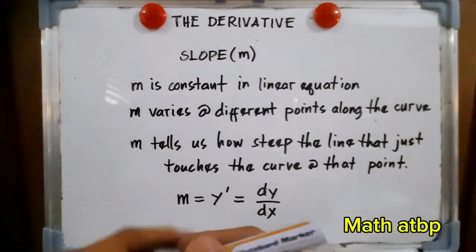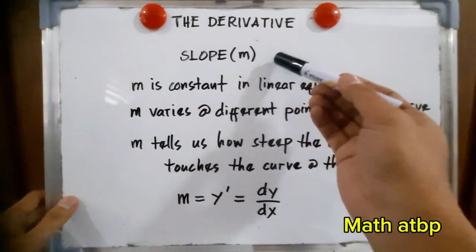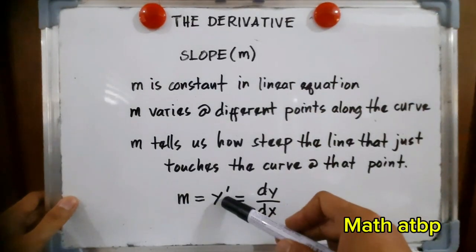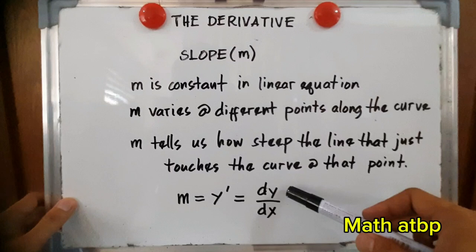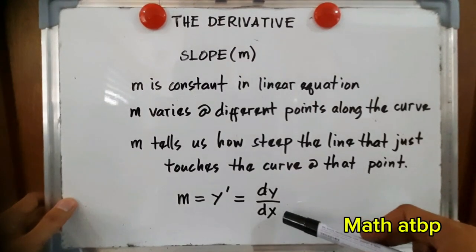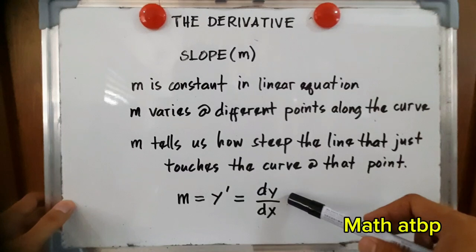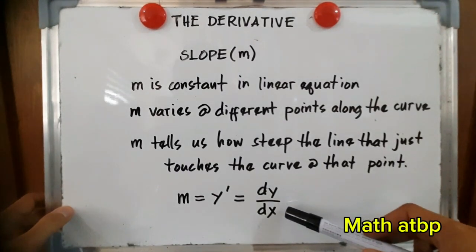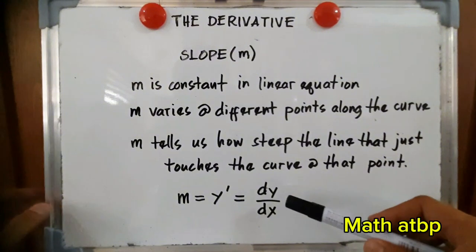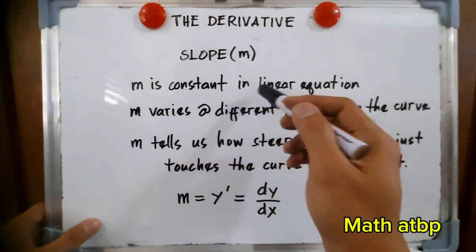Hi, let us continue studying the derivative. This time we have the slope. Slope m is the same as y prime or dy/dx. What is dy/dx? It is the rate of change of y with respect to x. It tells how much change in y with a tiny change in x. That is dy/dx.